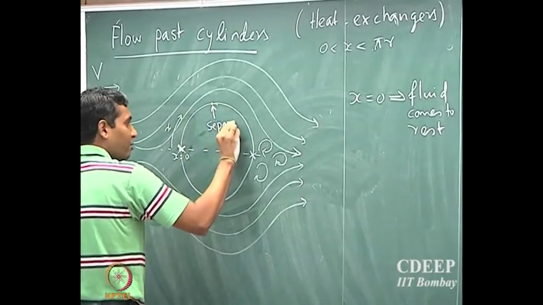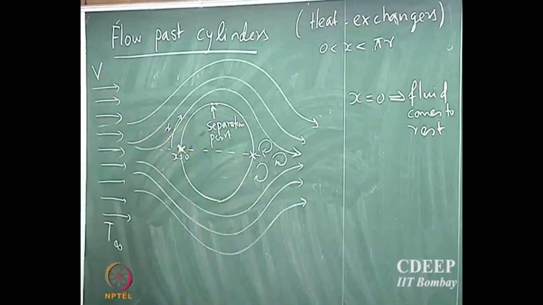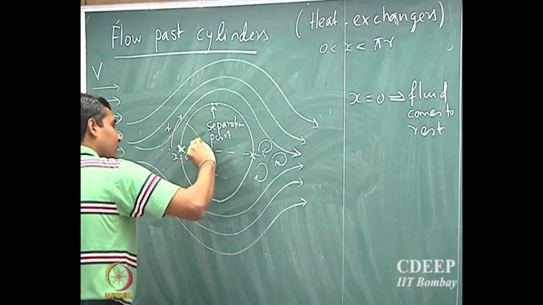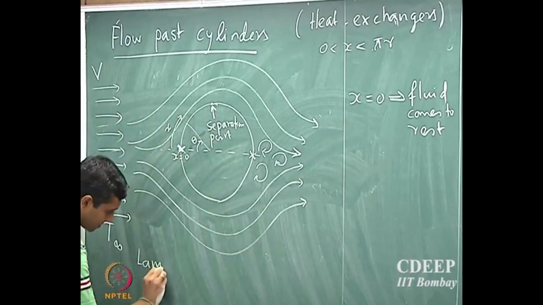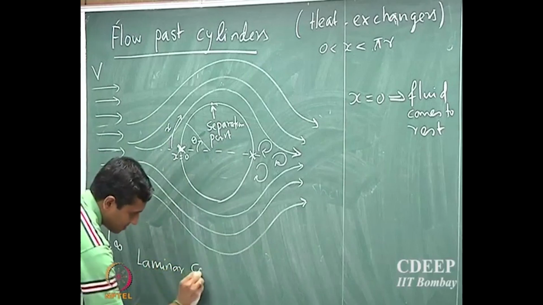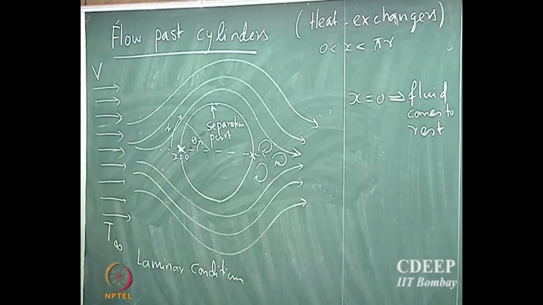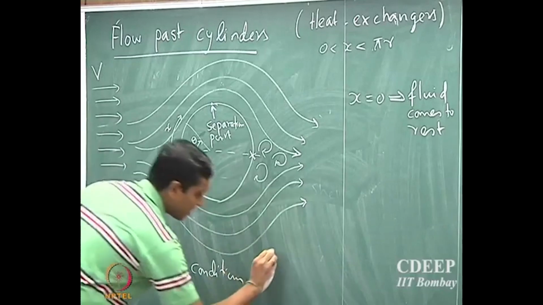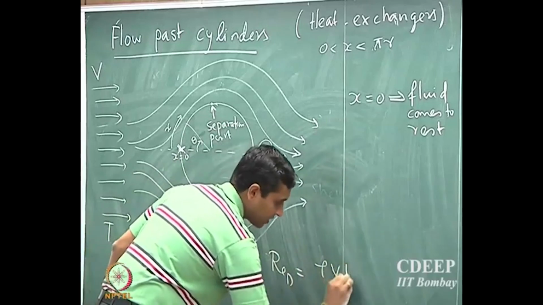So the separation point for laminar flow is less than 90 degrees. If I call this my theta, for laminar conditions, once again it's defined by the Reynolds number. So here the Reynolds number is defined based on the diameter of the cylinder.